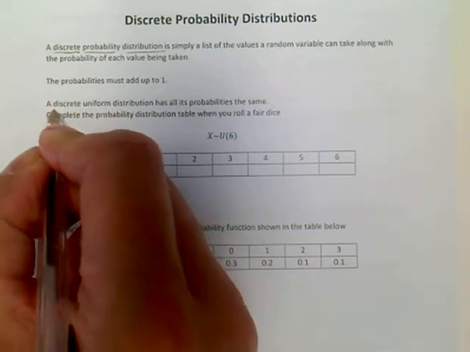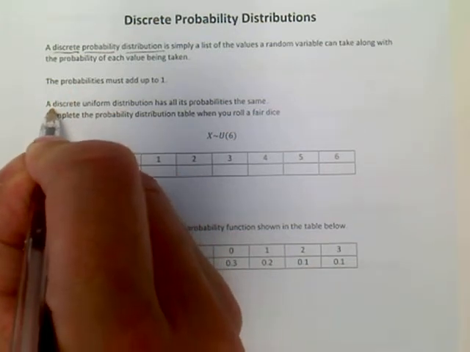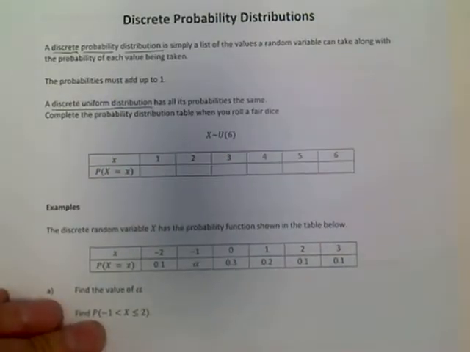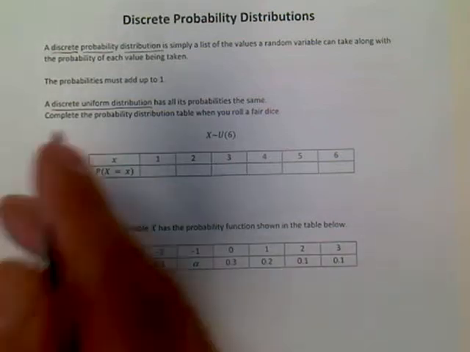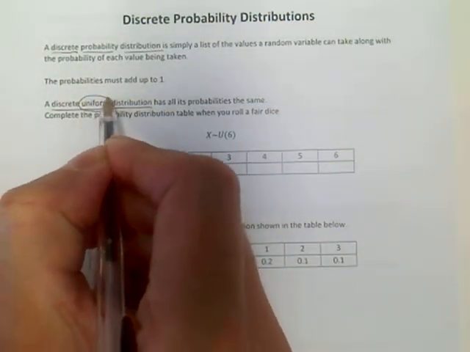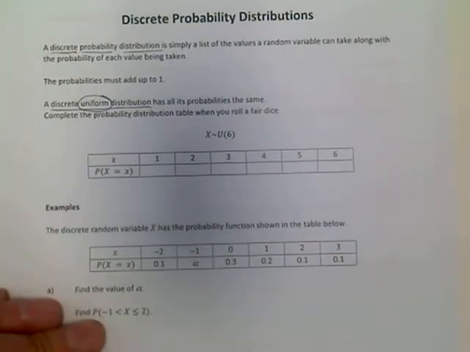Okay, let's go on to a further definition. A discrete uniform distribution is a discrete probability distribution where all of the probabilities are the same. So uniform means they are uniform throughout the distribution.